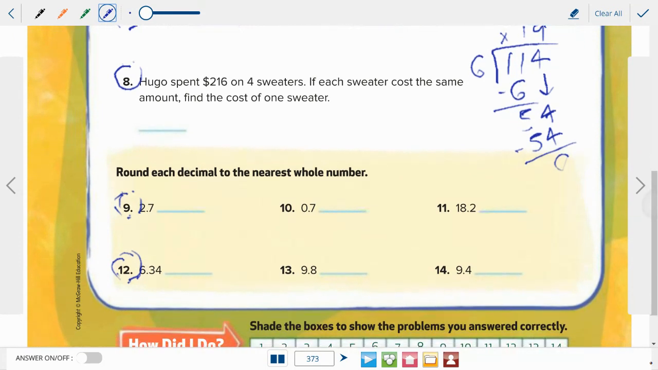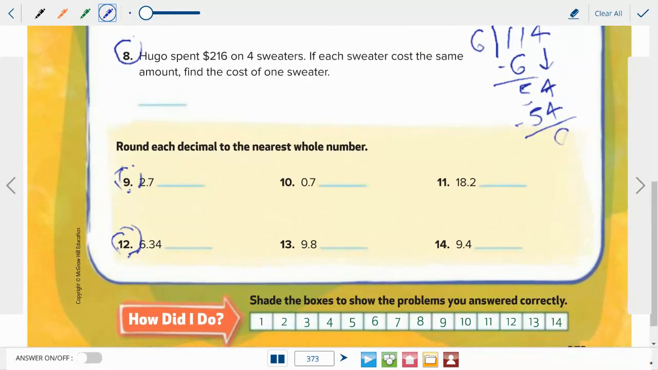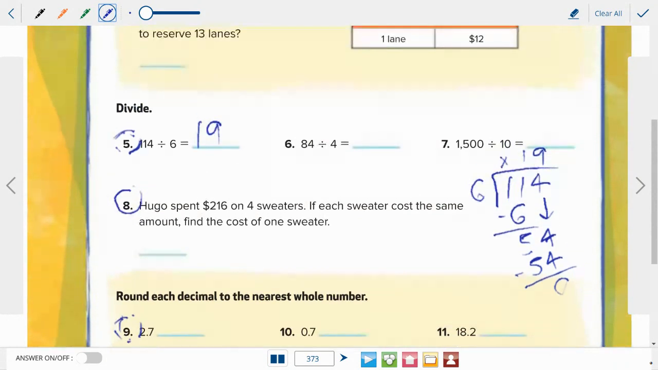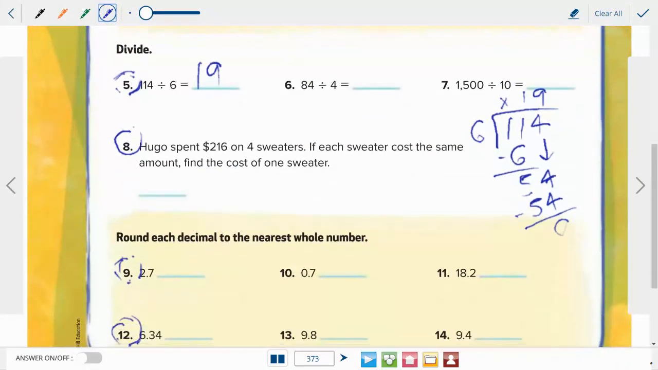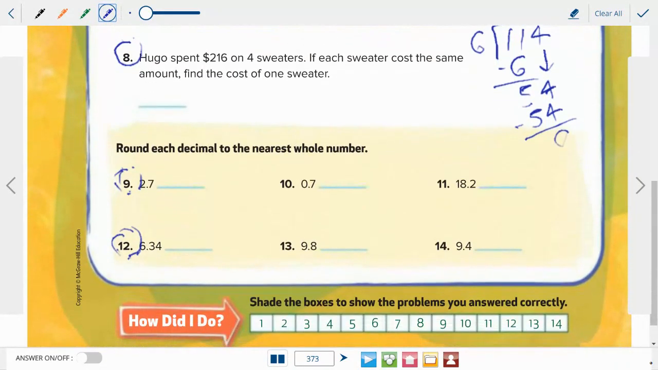All right, let's look at number 8, this word problem. I'm going to make you guys do number 4, which is a word problem, but I'm going to help you out with number 8. It says Hugo spent $216 on 4 sweaters. If each sweater costs the same amount, find the cost of 1 sweater. So our total, we have 216 here, and we need to divide that by 4 to figure out how much he paid per sweater.